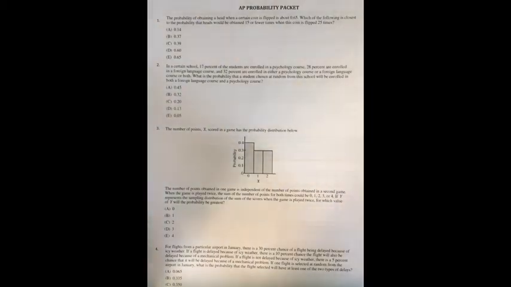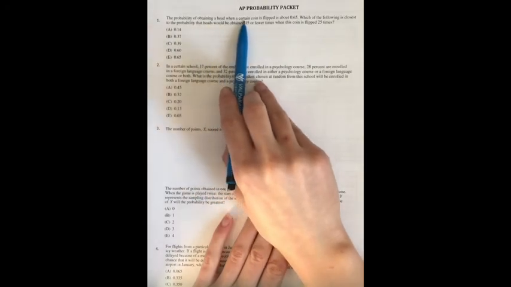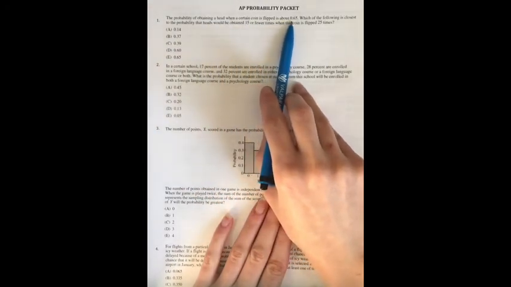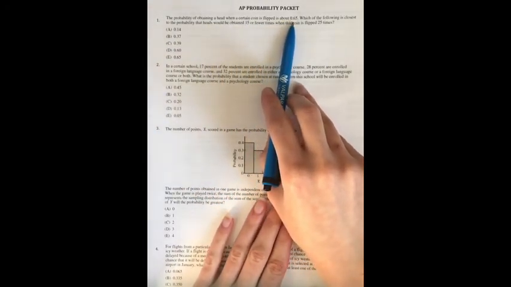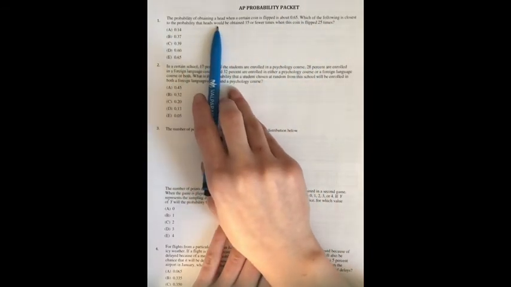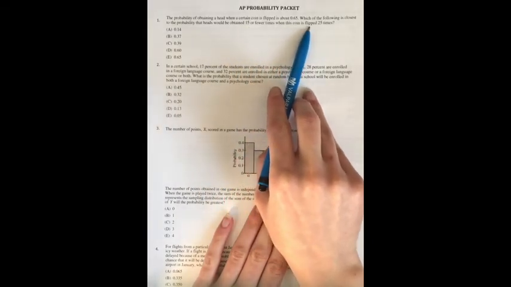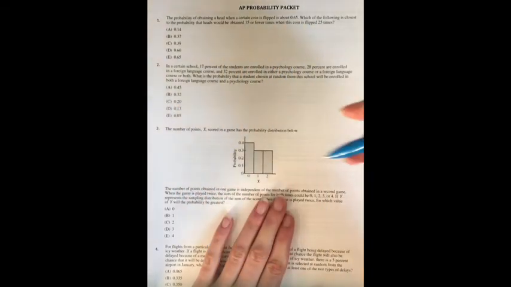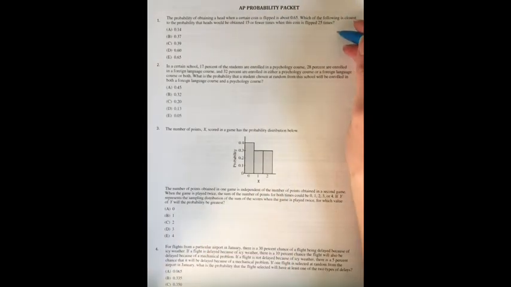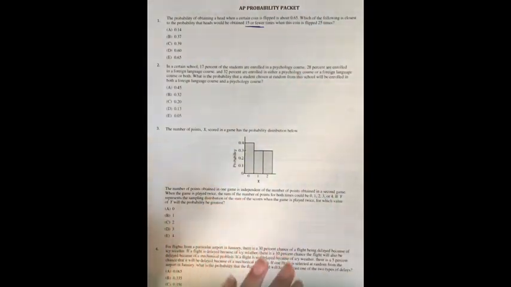Okay, I'm just going to work out the problems from the AP probability packet. The probability of obtaining a head when a certain coin is flipped is about 0.65. Interesting. Weird coin. Which of the following is closest to the probability that heads would be obtained 15 or fewer times when the coin is flipped 25 times? So we're saying out of 25 times, we want 15 or fewer heads.